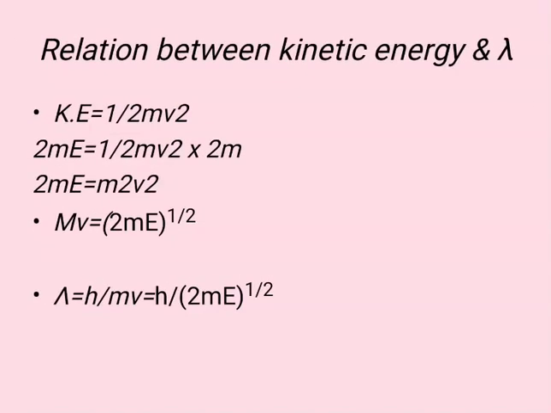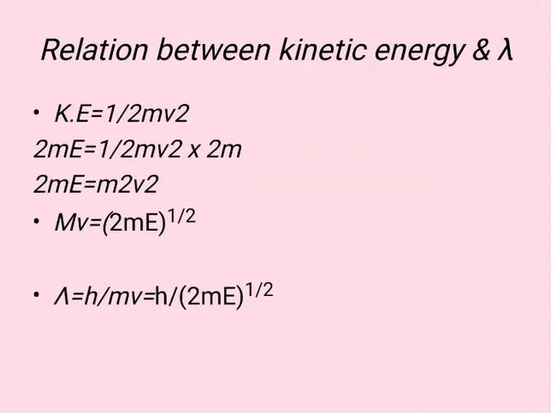Next is the relation between kinetic energy and lambda. Now this relation can be derived simply by using the de Broglie equation and the kinetic energy equation. We know that kinetic energy is equal to half mv square. So what we are going to do, we will multiply both sides of this equation by 2m. So the equation becomes 2mE is equal to half mv square multiplied by 2m.